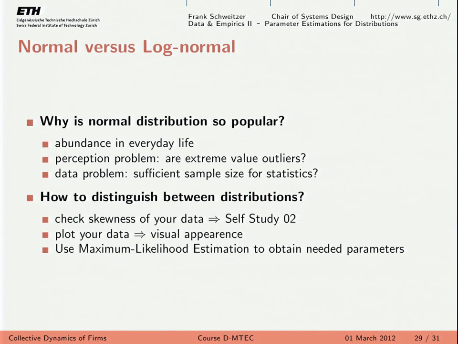Second challenge is you should plot your data in order to see whether this is drawn out to the left or to the right or whether this is symmetric. And then you have to use the maximum likelihood estimations to get these parameters that you need. The solution is already given to you, but you need to calculate this yourself in order to understand how this functions.